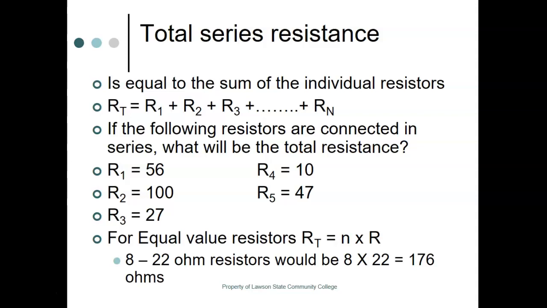So a lot of people ask me what Rn stands for. Basically, it's R of X. How many resistors are you putting on this particular string of series resistors? Does that make sense?